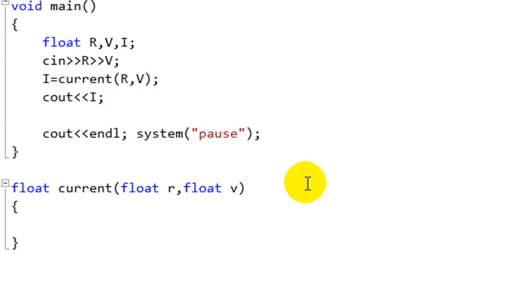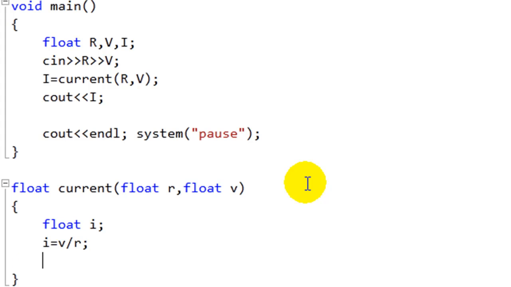In this body we need to declare one local variable, which is small i, which will contain the value of the computed current. Here we need to calculate the current using Ohm's law. I equals V over R. As you notice, I'm using small letters. If you use capital letters, you will get a compilation error, because the capital variables are local only to the main.